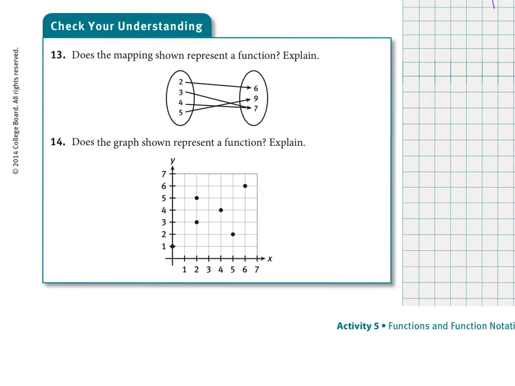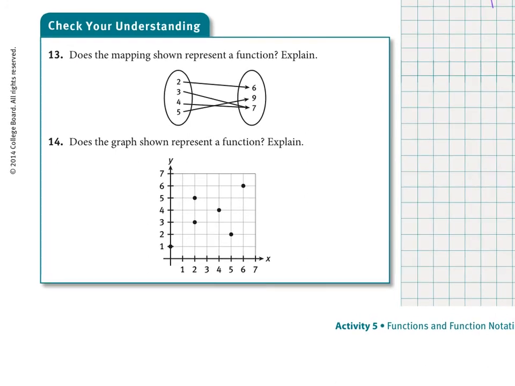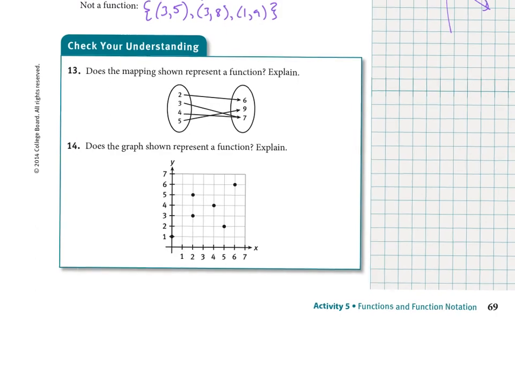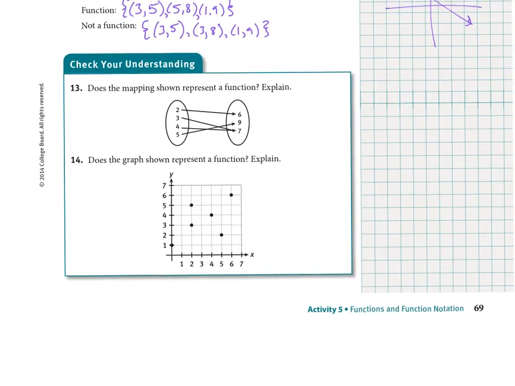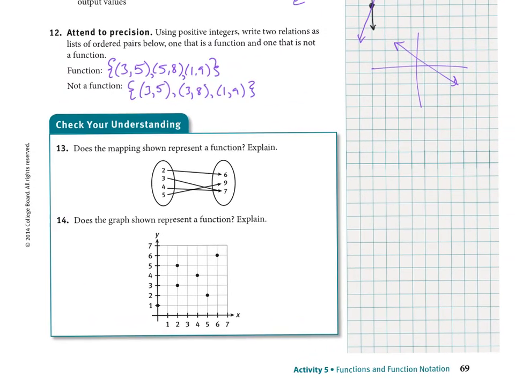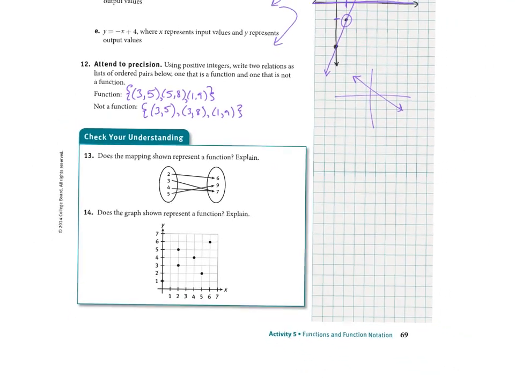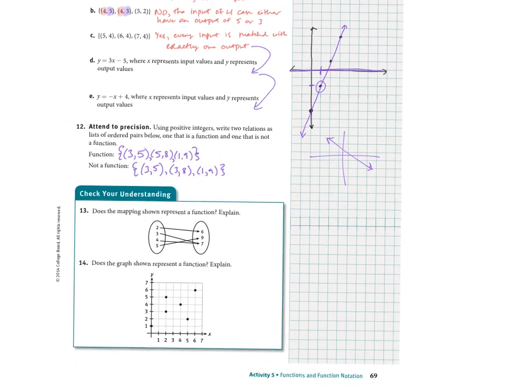So let's look at 13. This should be easy. Does the mapping shown below represent a function? Explain. Well, yes, it is. Look at this. Every single input is matched with exactly one output. This sounds really familiar. Didn't we say something like that up here? I'm going to highlight it up here. Didn't we say, yes, every input is matched with exactly one output? We are going to take that idea and bring it down to here for number 13. Exact same explanation.